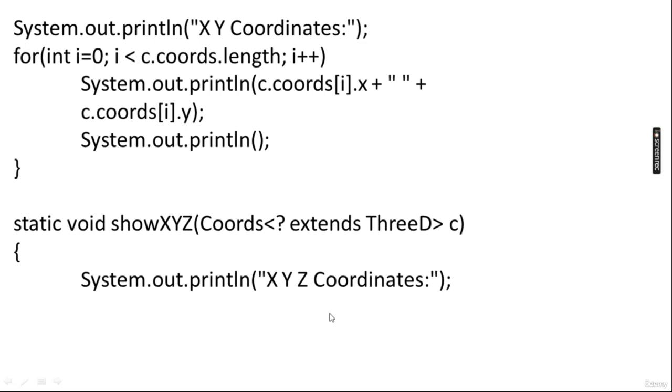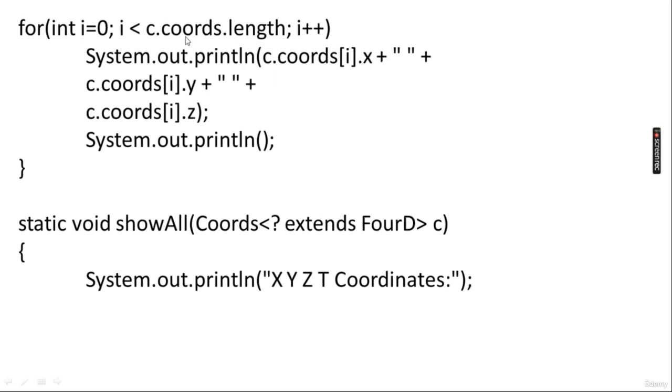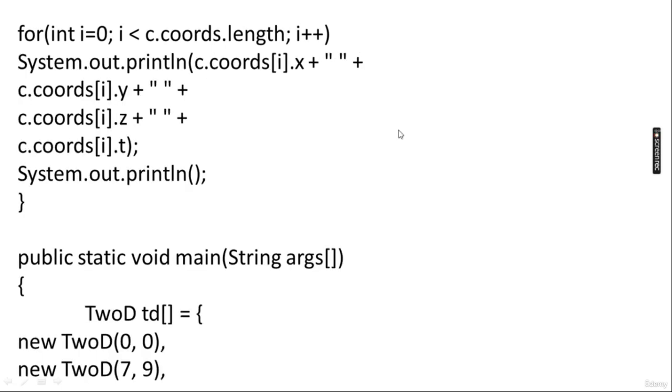Here we are displaying the x, y, z coordinates, using c.coordinates.length. We are iterating through this for loop, and x, y, and z will be displayed. Then void showAll, with question mark extends FourD and the object name is c. We are displaying over here the x, y, z and t coordinates. Now in public static void main.